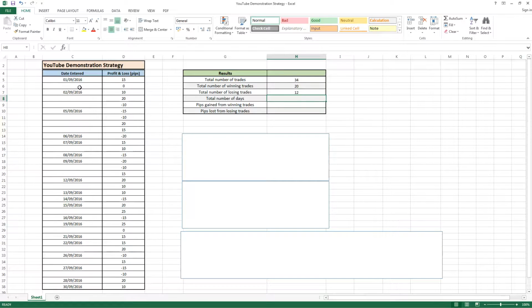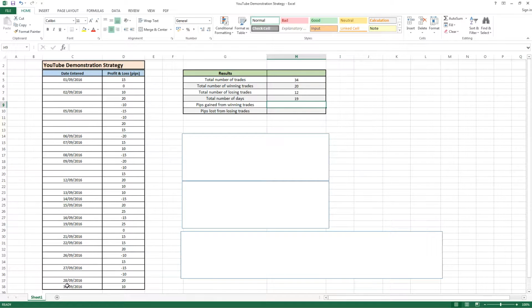Okay, now total number of days. There's a reason that I haven't entered the date next to every trade if there's more than one trade taken on one day. So for instance, on the 1st of September there were 2 trades. I haven't typed the date in twice because basically I just wanted to make this easy. So what we can do is literally type COUNTA and get it to count this range here, and because there are no duplicate dates, it will only count the cells with data in it. So there are 19 days there, we know.